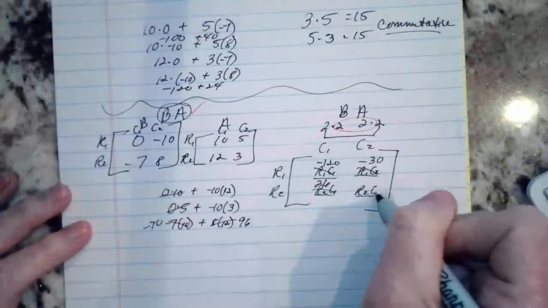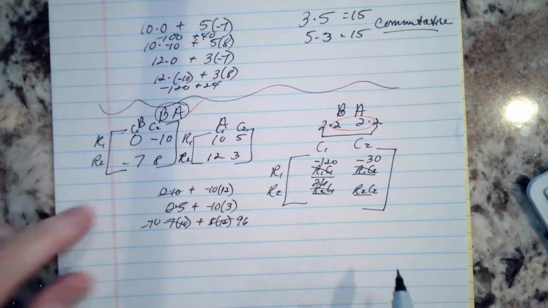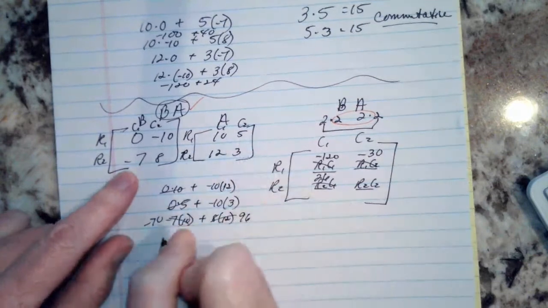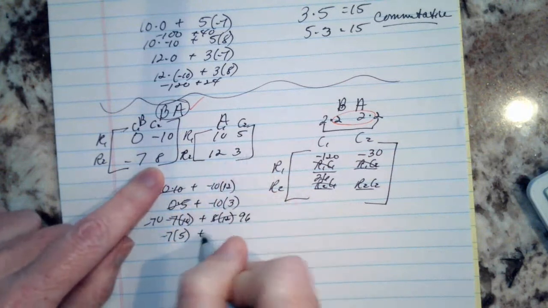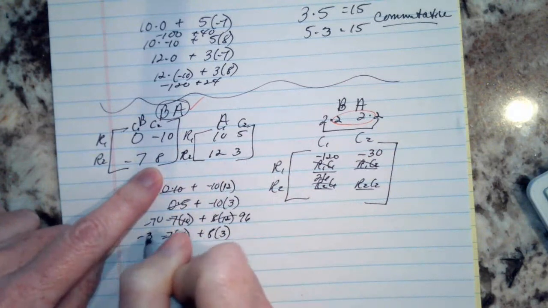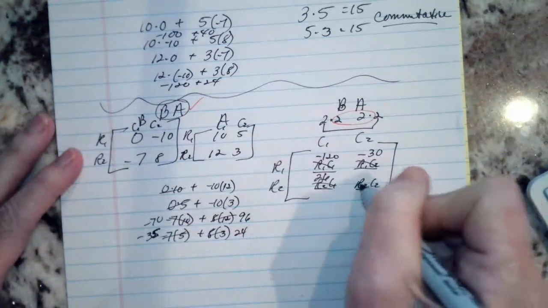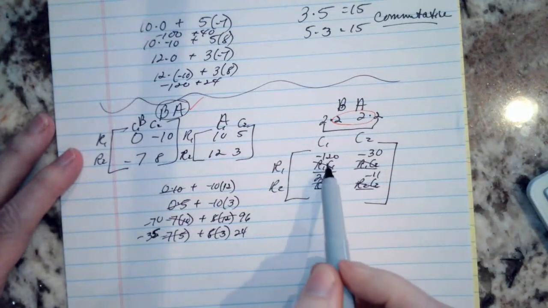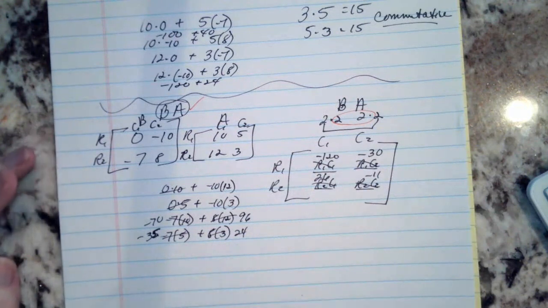And then finally, got row 2, column 2. So row 2 is here, column 2 is here. So we've got negative 7 times 5. And then shift, 8 times 3. So we've got negative 35 and a positive 24. So we get negative 11 right there. So the matrix does not have the letters in there. It's negative 120, negative 30, 26, and negative 11.